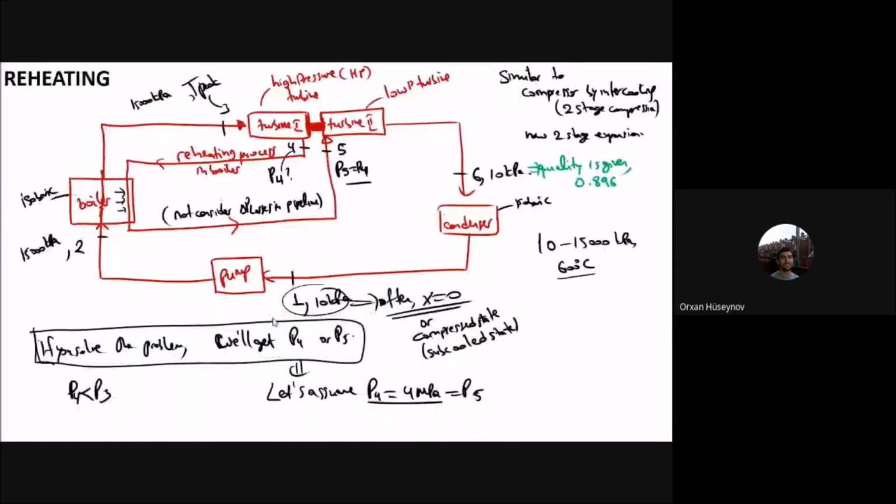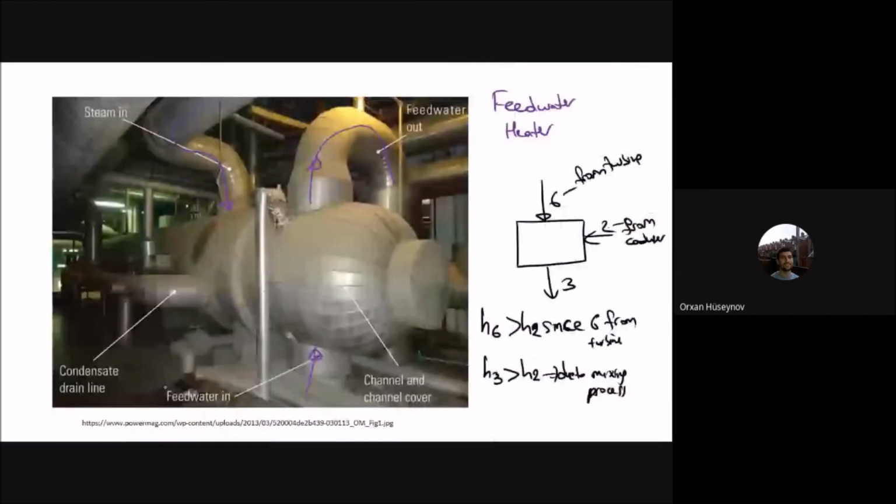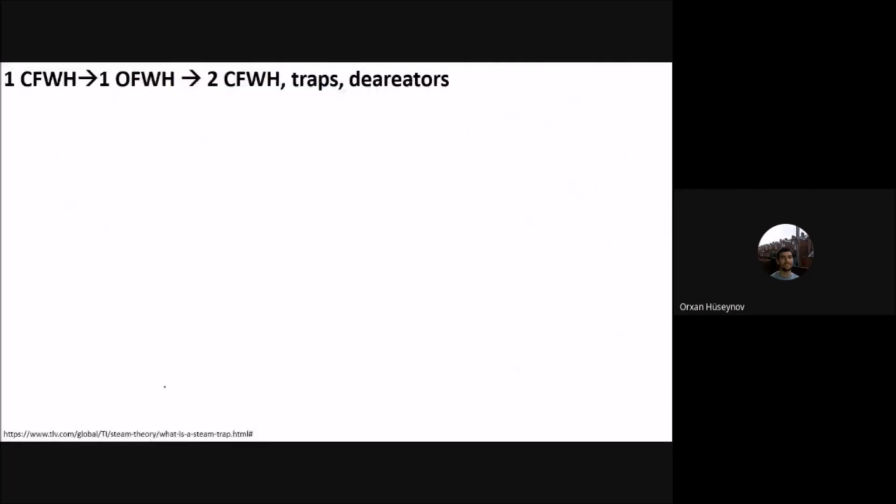So what I have is one open feed water heater, one closed feed water heater, and one reheater. You can see that the number of components has increased, and it now becomes difficult to analyze these processes as a pen and pencil problem.